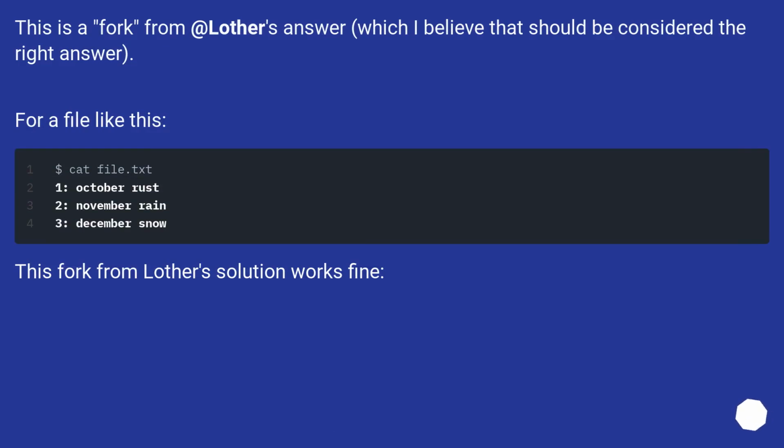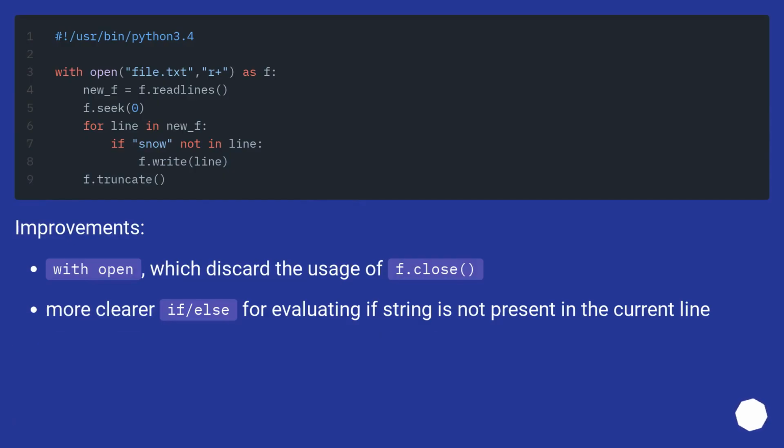This is a fork from Lothar's answer, which I believe should be considered the right answer for a file like this. This fork from Lothar's solution works fine. Improvements: using with open, which discards the usage of f.close, and a clearer if/else for evaluating if the string is not present in the current line.